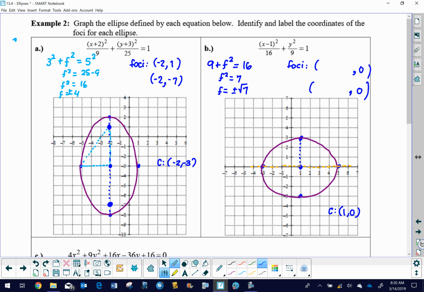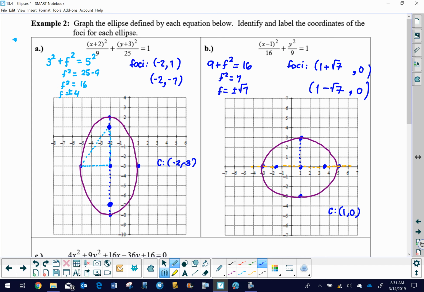But it's the x-coordinate that's going to change, right? We're going to start at 1, but we're going to add something to it, and we're going to subtract something from it. That something is the square root of 7. So we would add the square root of 7, and then we would subtract the square root of 7. And that would give us these 2 points. Now, the square root of 7 is about 2 and some change, a little bit bigger than 2.5 maybe. So that would probably put the foci somewhere around here, and maybe somewhere around there.